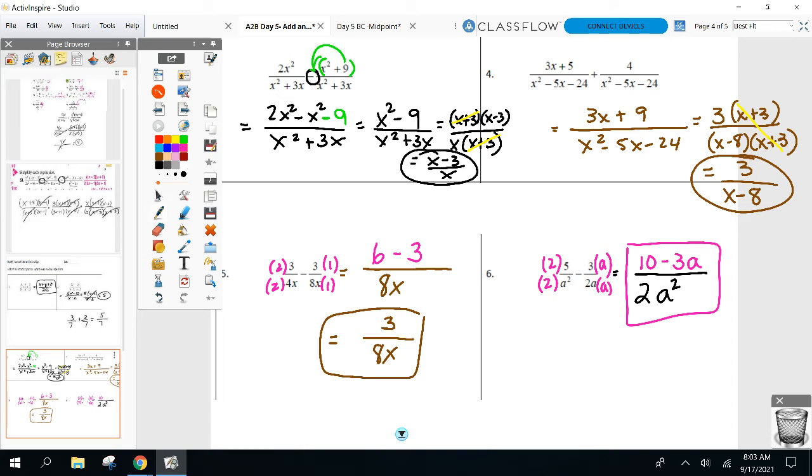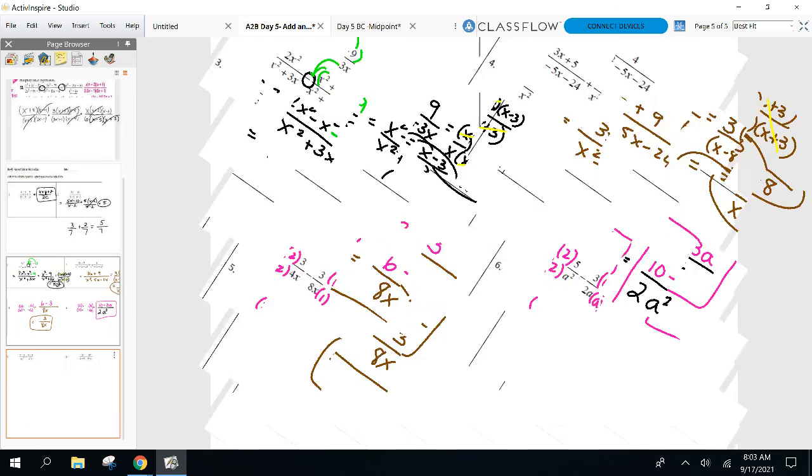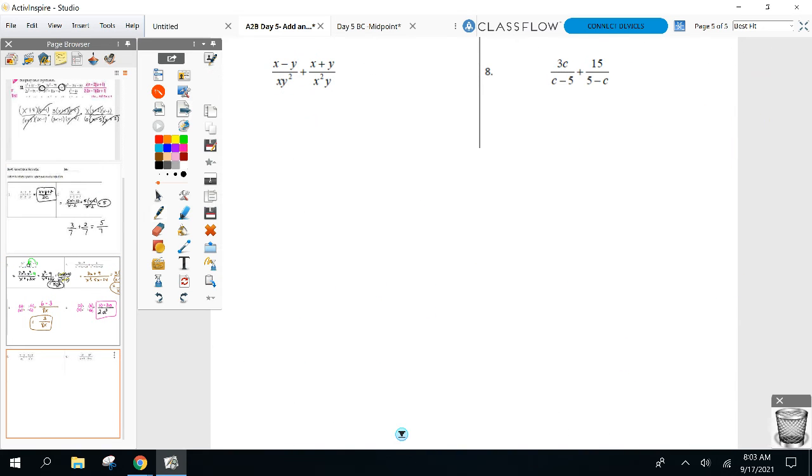Next one, see if you can find the common denominator yourself on the next one before I ask. XY squared, X squared, Y squared. See if you can find what the common denominator is there.